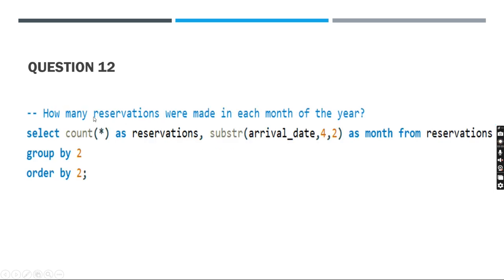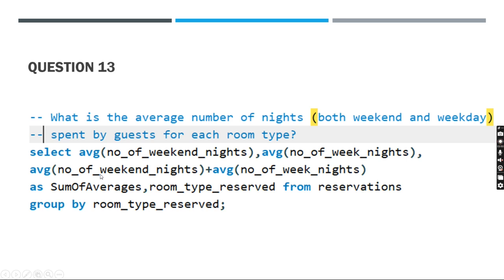How many reservations were made in each month of the year? So we just have to count the reservations and then extract the month from the date and then group by the month and order by the month to make everything more clear.